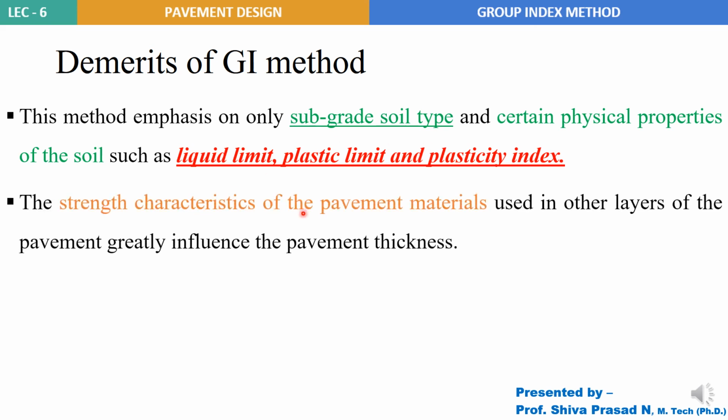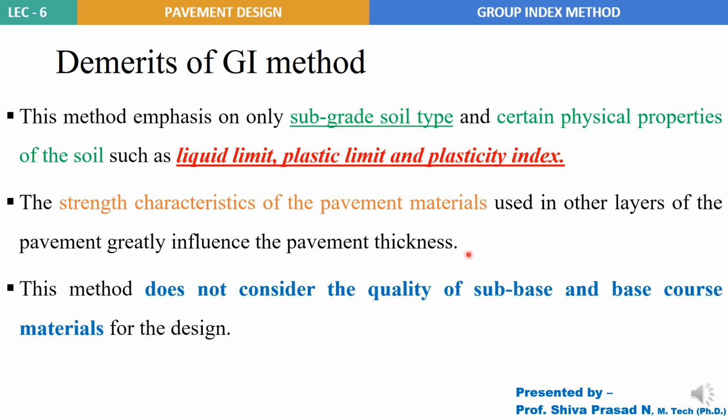The strength characteristics of the pavement materials used in other layers of the pavement greatly influence the pavement thickness, but they are not considered. This method does not consider the quality of sub-base and base materials for the design. Having these disadvantages in this method, we have stopped using this, but presently we are using better design approaches, that is mechanistic approaches and semi empirical approaches for the design of flexible pavements.